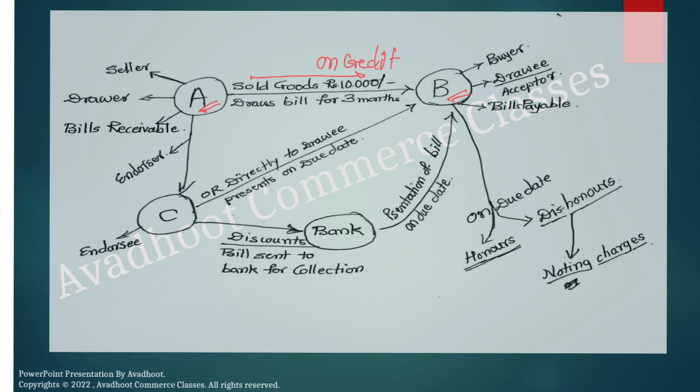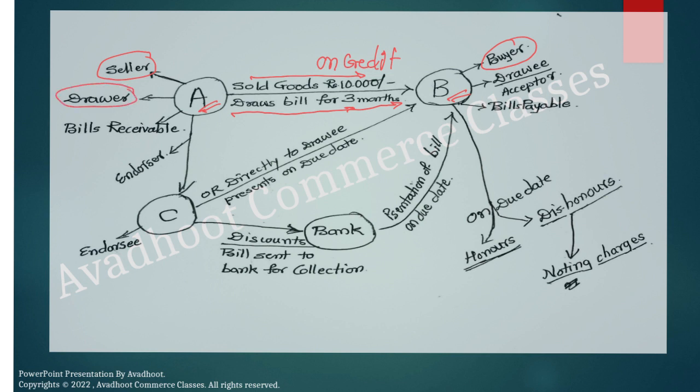Therefore, what happened? A becomes seller. B becomes buyer. It's a very simple term, you know it very well. For a period of, suppose, 3 months, B told Mr. A that I am going to make a payment after 3 months. A accepted that. But he says, please accept the bill whatever I am going to draw, and therefore Mr. A draws a bill for 3 months on Mr. B.